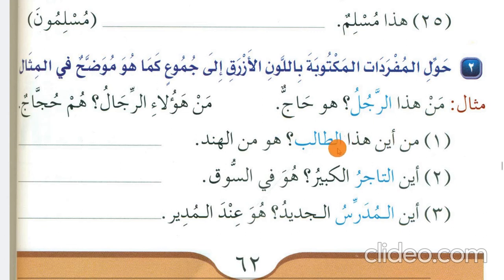Min aina haza talib? From where is this student? Huwa min al-Hind, he is from India. So now we need to make it plural. So you will say, min aina ha'ula'i at-tullab? Then we will say, hum min al-Hind.